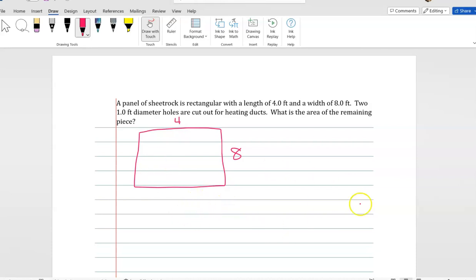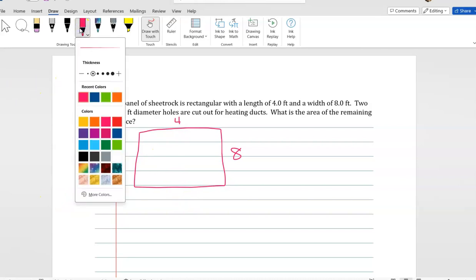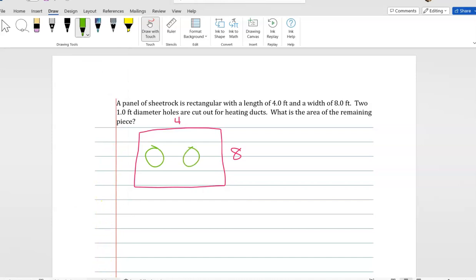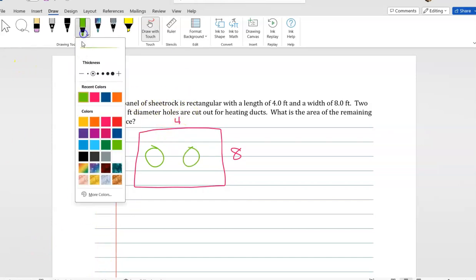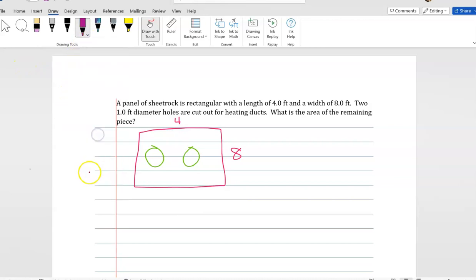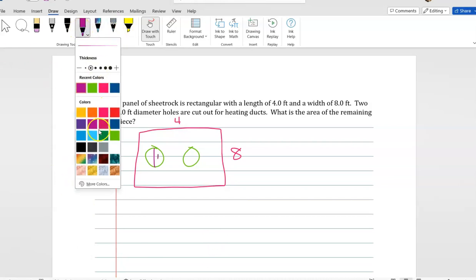And 2 one-foot diameter holes are cut out for heating ducts. Okay, so I've got in the middle here 2, and we're told that they have a diameter of 1. Okay, so this is the information I currently have.